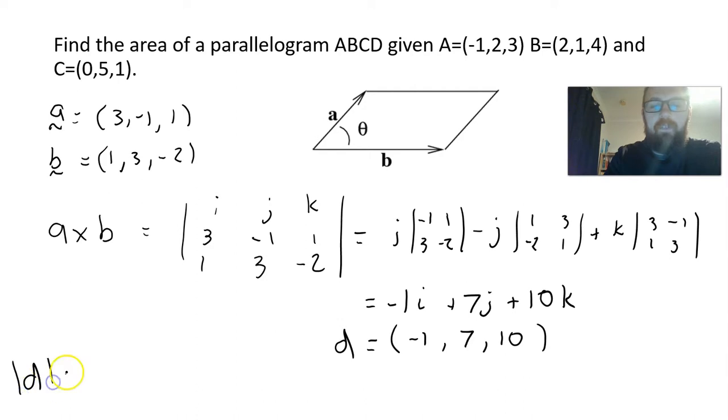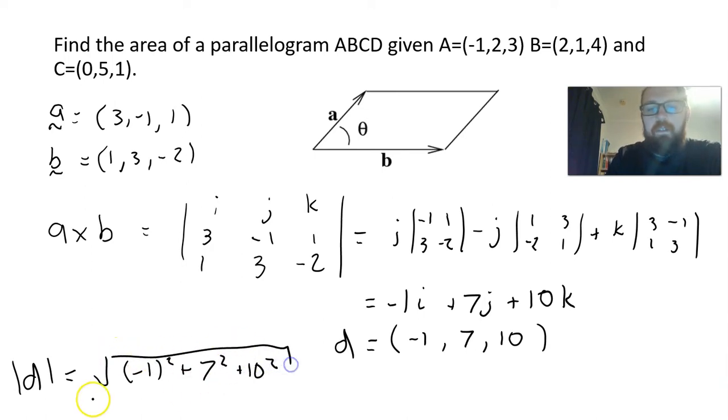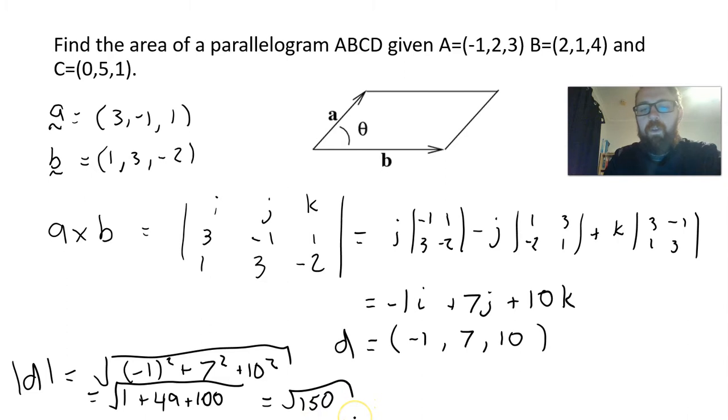So the length of vector D is going to equal the square root of the first term squared, -1 squared, plus the second term squared, 7 squared, plus 10 squared, which equals the square root of 1 plus 49 plus 100, which equals the square root of 150. All right, I'm going to leave it like that.